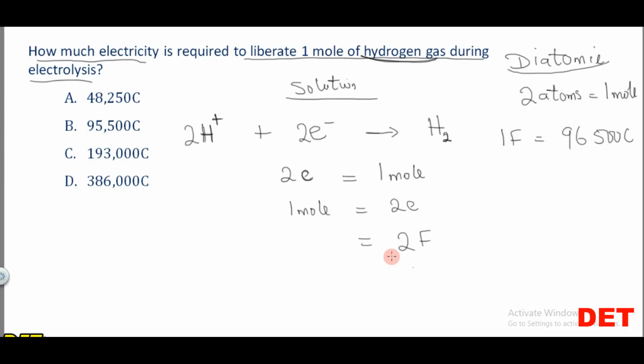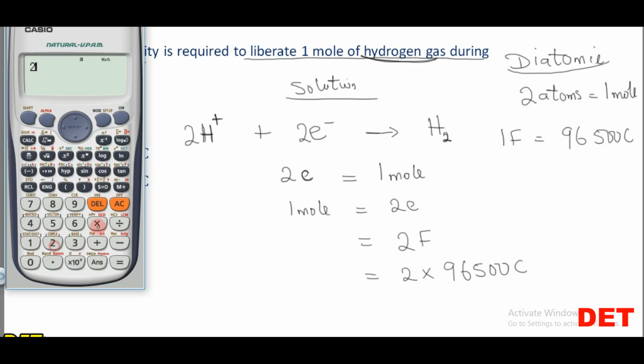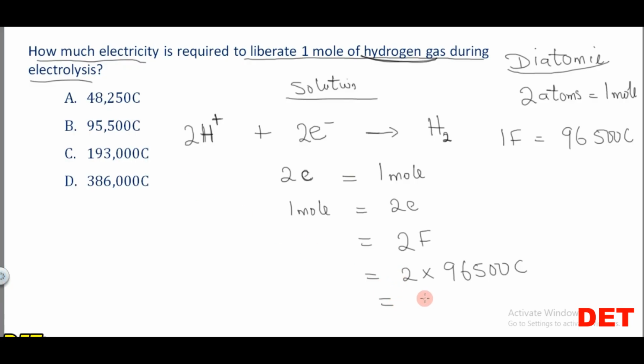Then 2 Faraday will be equal to 2 times 96,500 coulomb. So 2 times 96,500 will be equal to 193,000 coulomb. This is our answer.